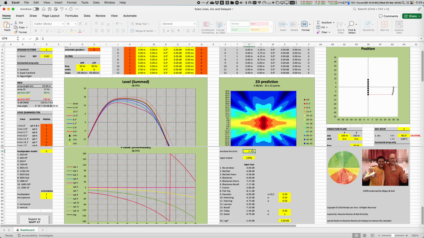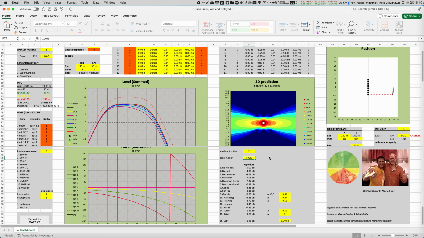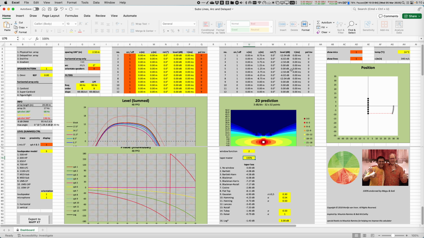And what happens if we apply the Bartlett window function, that is number 2? Now it looks more beautiful, and you can see the relative attenuation from the center to the outers. The outer speakers are being attenuated 12 decibels, the next one going to the center 6 decibels, the next one 2.5, and then 0.